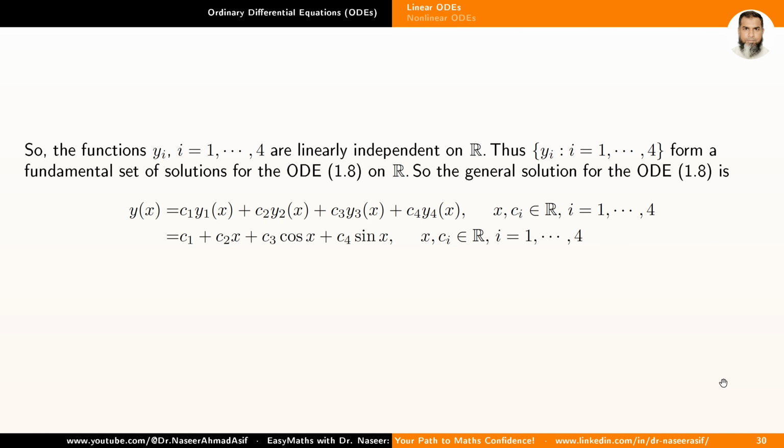That's it for today. Well, in the next lecture, we will find two linearly independent solutions of a given second order linear ODE, provided one of the solutions is given.